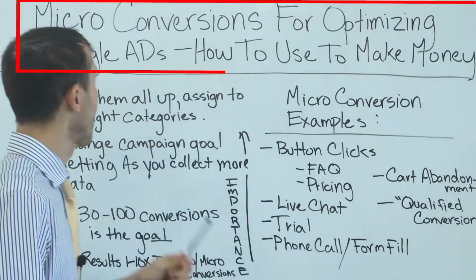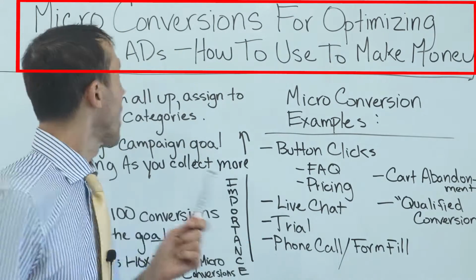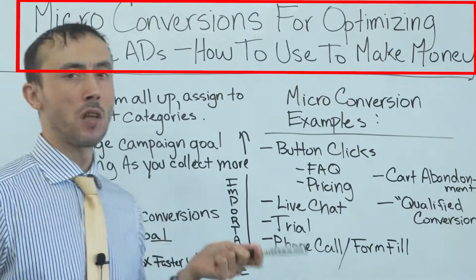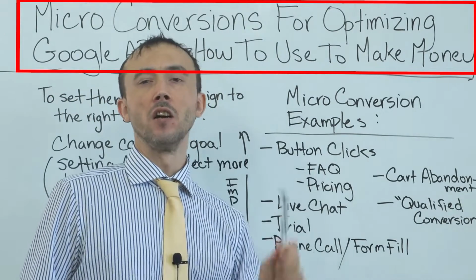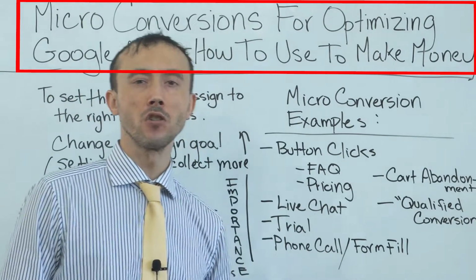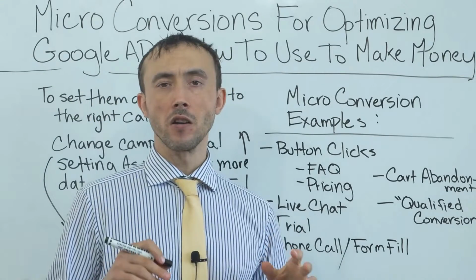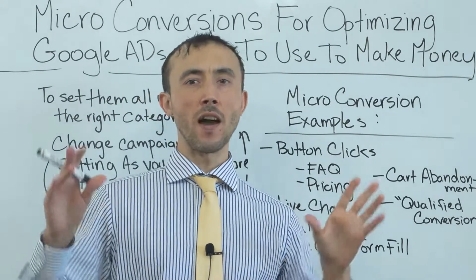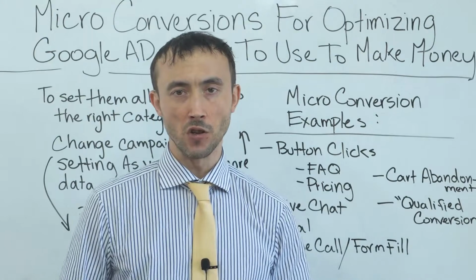Today's video, we're going to talk about micro conversions for optimizing Google Ads, how to use them to make more money quicker than you already are. Micro conversions, simply put, are conversions that are not quite, we'll just say, a full conversion.